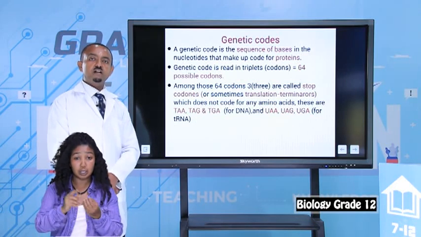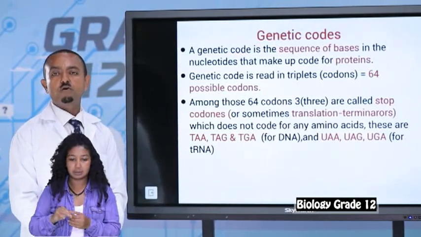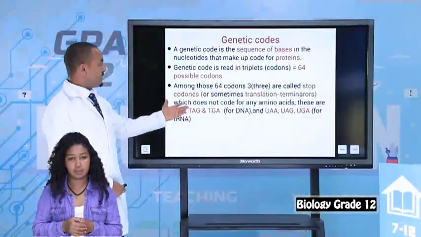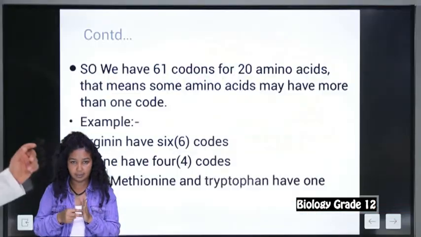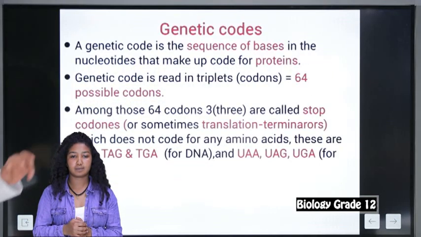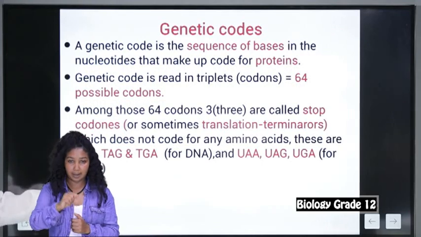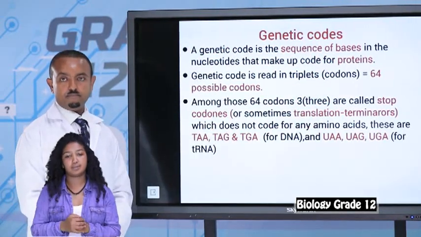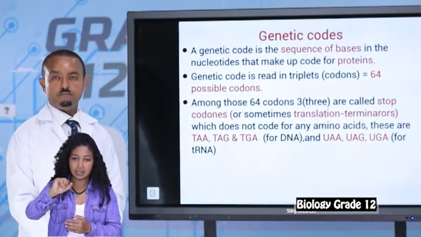In the case of messenger RNA, they are called stop codons. These stop codons are sometimes known as translation terminators. For DNA, there are 3 stop codons: TAA, that means thymine, adenine, adenine; TAG, thymine, adenine, guanine; and TGA, thymine, guanine, adenine. These are the 3 stop codes or triplet codes for DNA.